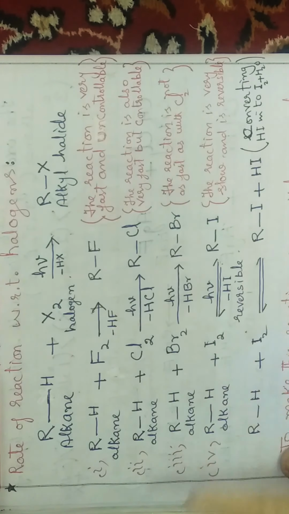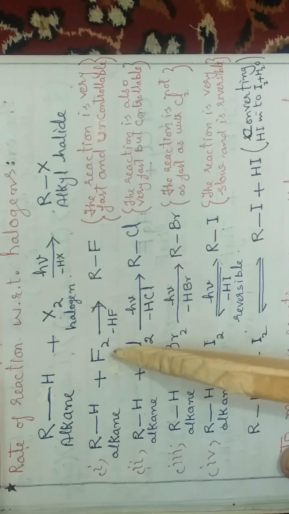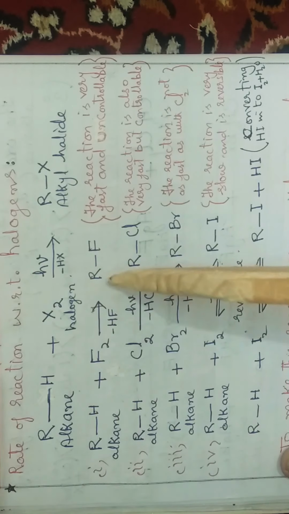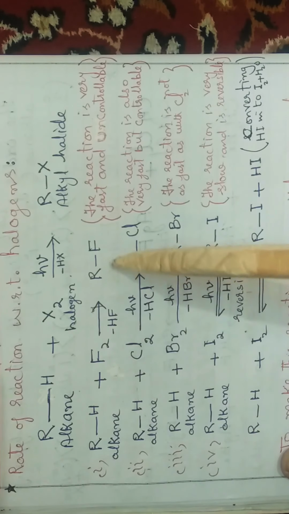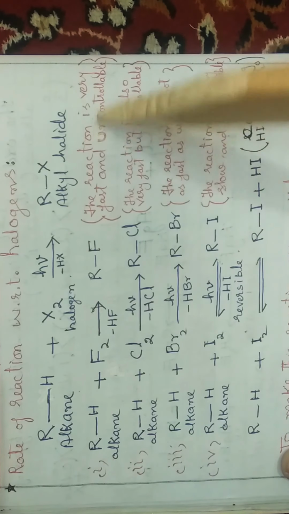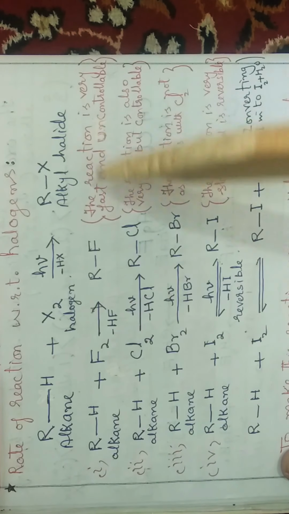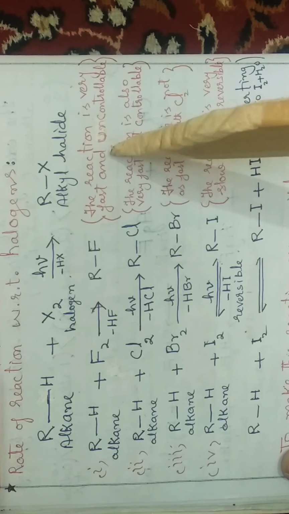Dear students, here you can see we have taken an alkane which reacts with fluorine, that's fluorination. It gives RF, that means alkyl fluoride. As far as the speed of this reaction is concerned, the reaction is very fast and is uncontrollable. This is a vigorous reaction, an uncontrollable reaction, and it's very fast.